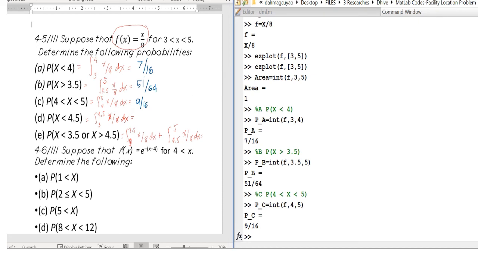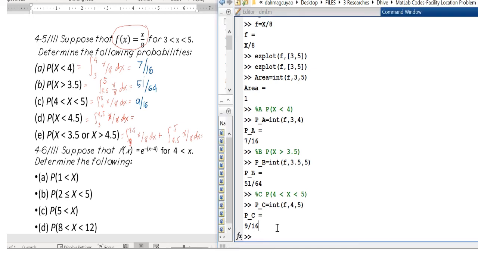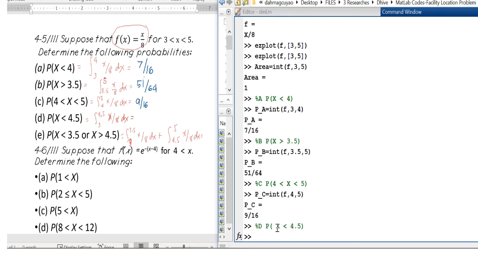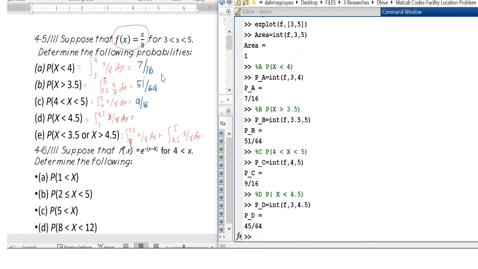For letter D, it is the probability that x is less than 4.5. So P of D is the integral less than 4.5, so that's from 3 to 4.5. So that is 45 over 64.